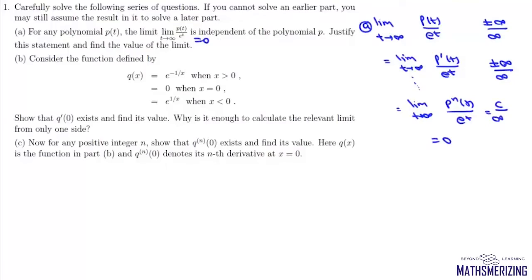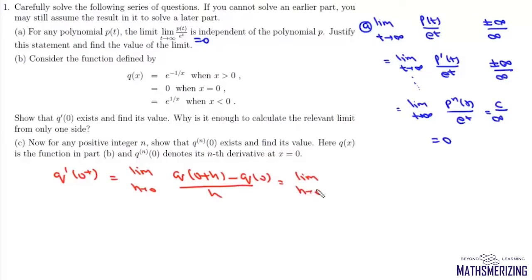Now part B is, show that q dash 0 exists and find its value. And why is it enough to calculate the relevant limit from only one side? Now we'll find q dash 0 positive. Now q dash 0 positive will be limit h tends to 0, q(0 plus h) minus q(0) upon h.